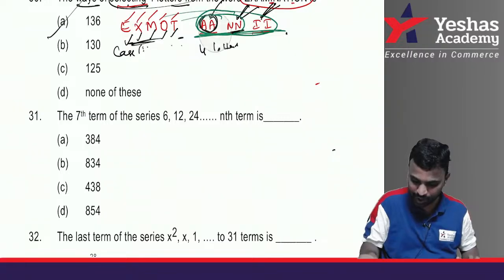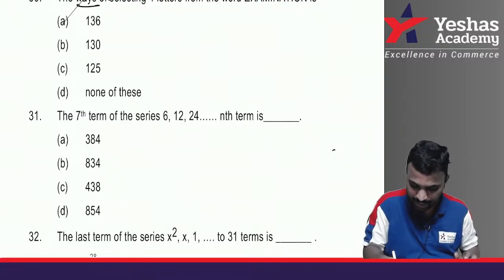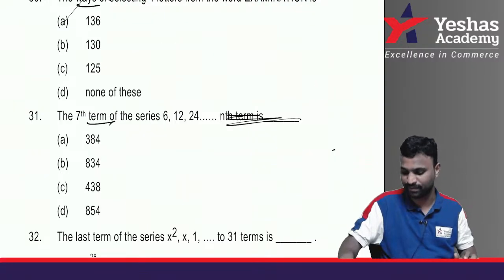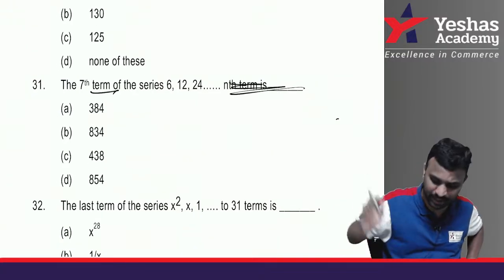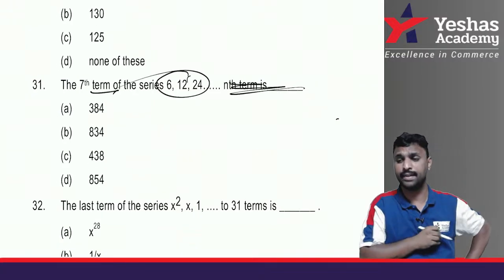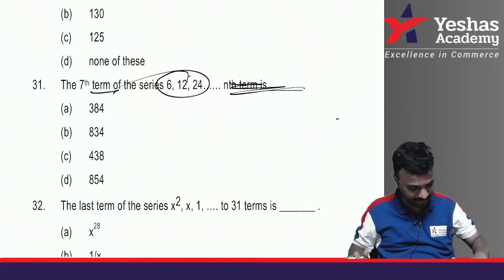Let's move on to the next question, guys. Question number 31, the 7th term of the series. Guys, they have made a mistake. Actually, they're asking the 7th term of the series. Look at this. Is it an AP or a GP? Perfect, it is a GP.